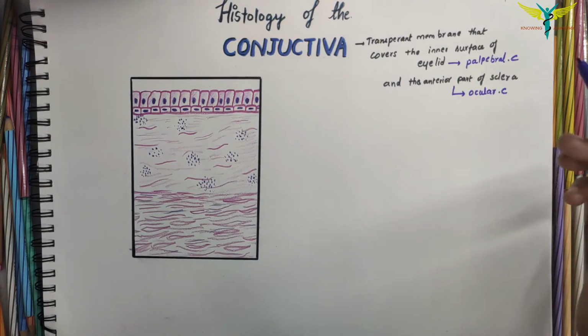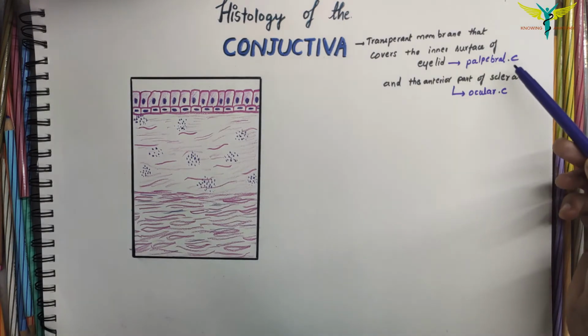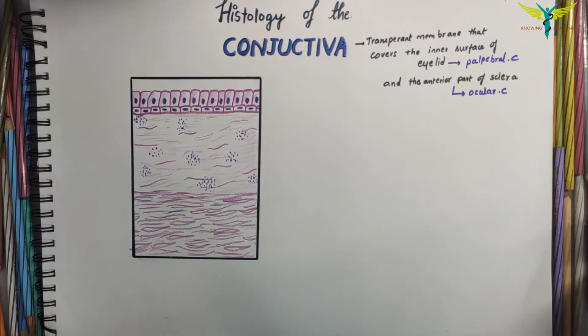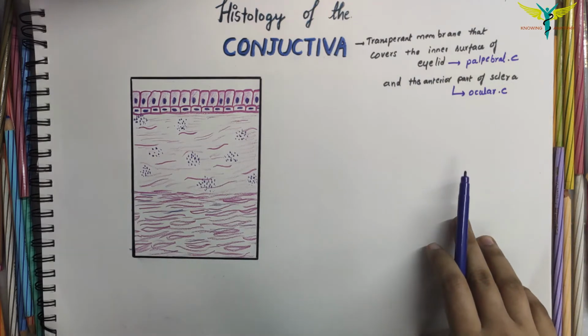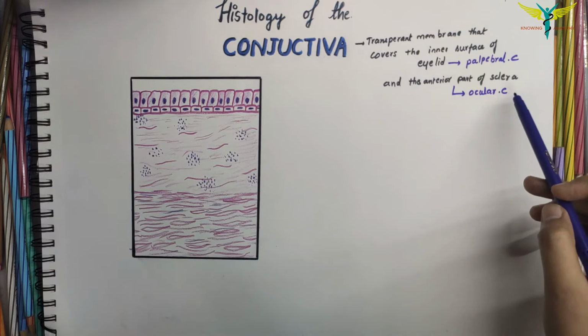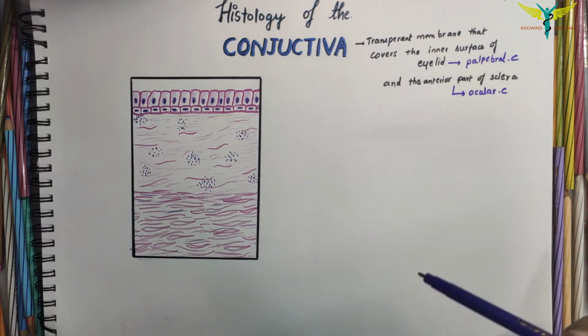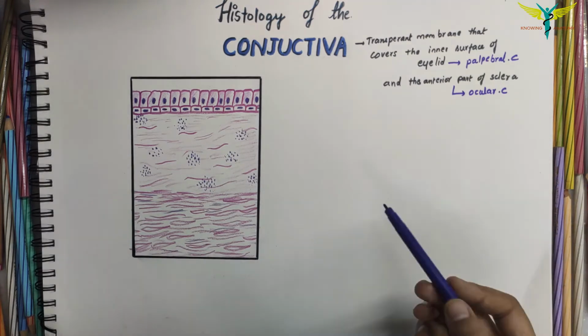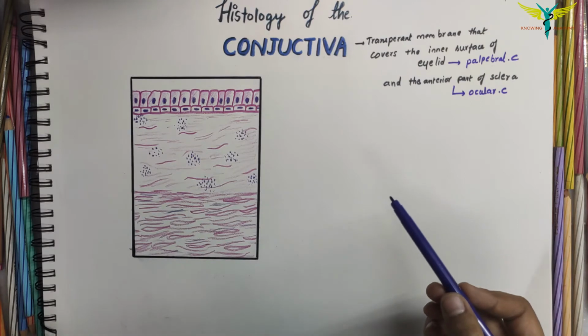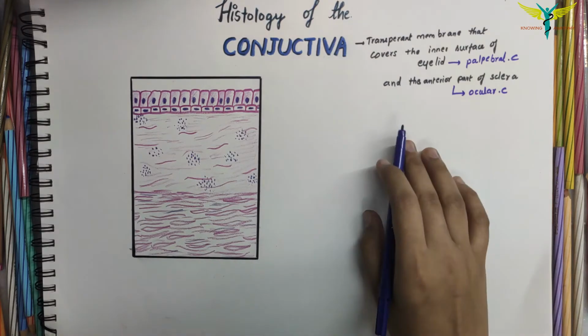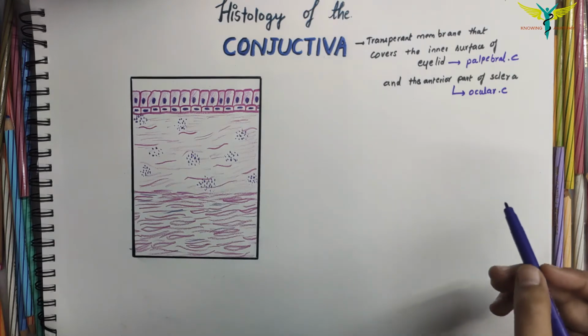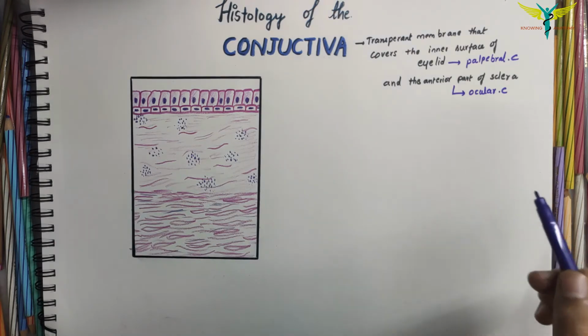At the free margin of the eyelid, the palpebral conjunctiva becomes continuous with the skin, and at the margin of the cornea, the ocular conjunctiva becomes continuous with the anterior epithelium of the cornea. To know about the histology of the cornea, you can click on the I button. When the eyelids are closed, the conjunctiva forms a closed conjunctival sac.